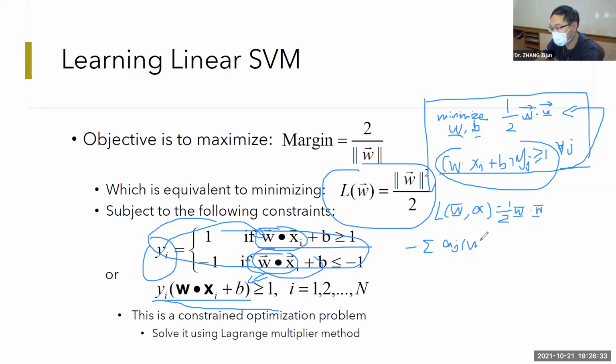multiplied by (wx plus b) multiplied by yj minus 1. And this summation considers all the j. Then this alpha is a kind of Lagrangian multiplier. So we call this form the prior problem.